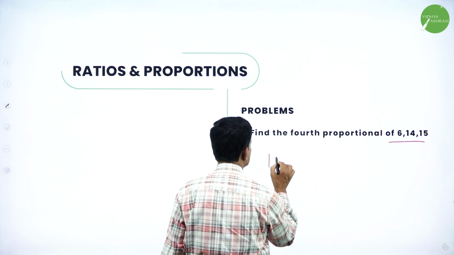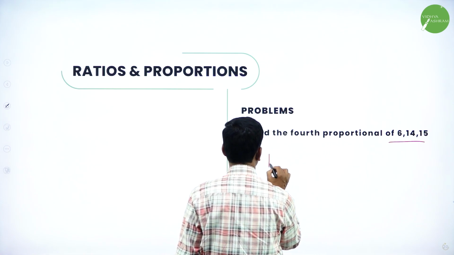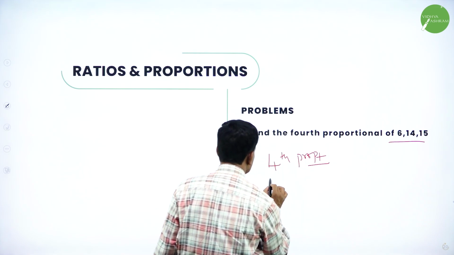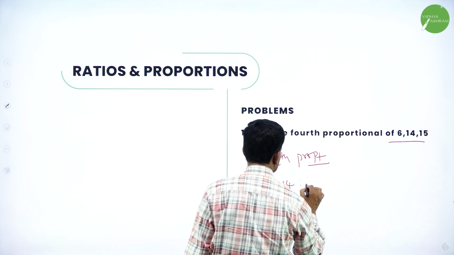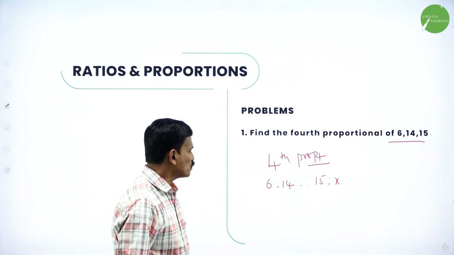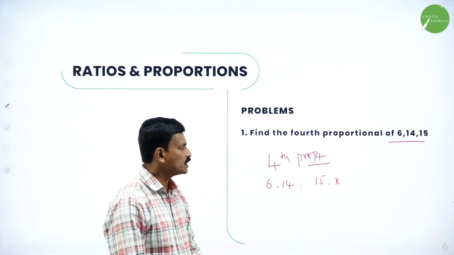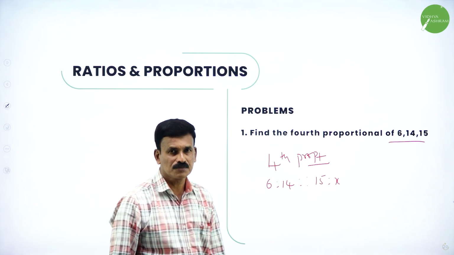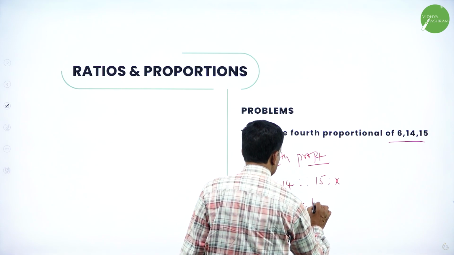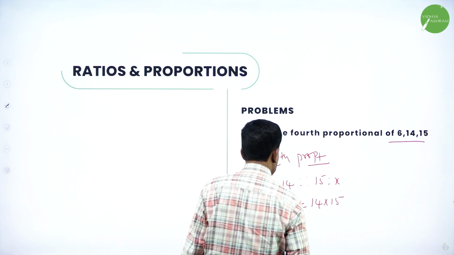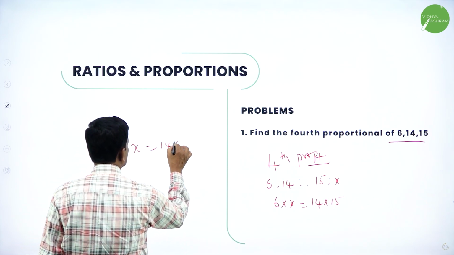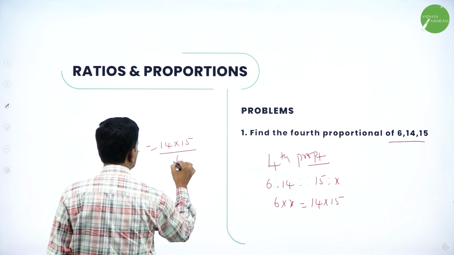The fourth proportional: 6 is to 14 as 15 is to x. So what is the fourth proportional? 6 is to 14 as 15 is to x, right? What will you get? 6 times x is equal to 14 times 15. Therefore, x is equal to 14 times 15 divided by 6.